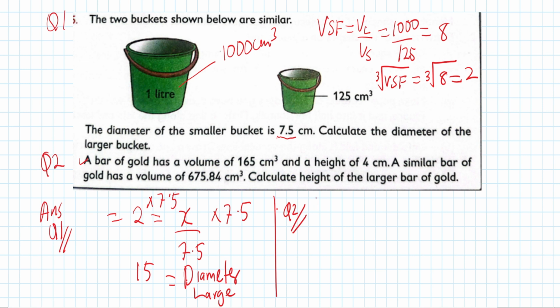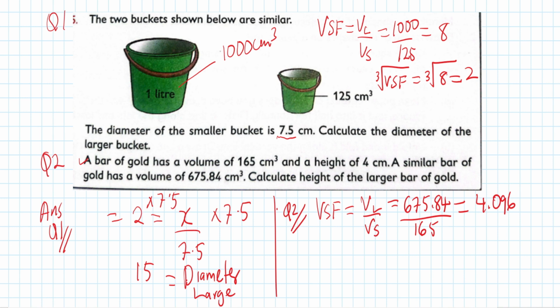So volume scale factor here again. The volume of the larger over the volume of the smaller. The volume of the larger is basically 675.84 divided by the volume of the smaller, which is 165. So let's see how much our volume scale factor is. 675.84 divided by 165 is going to give us 4.096.